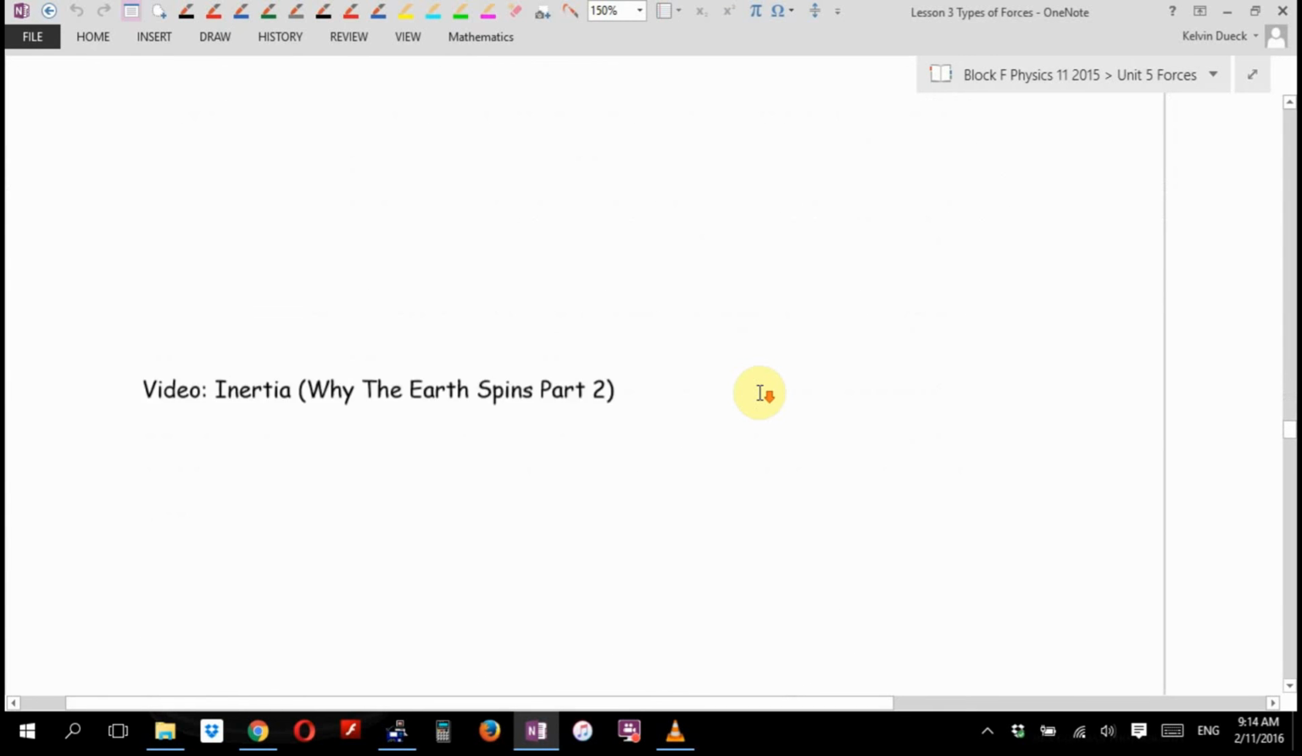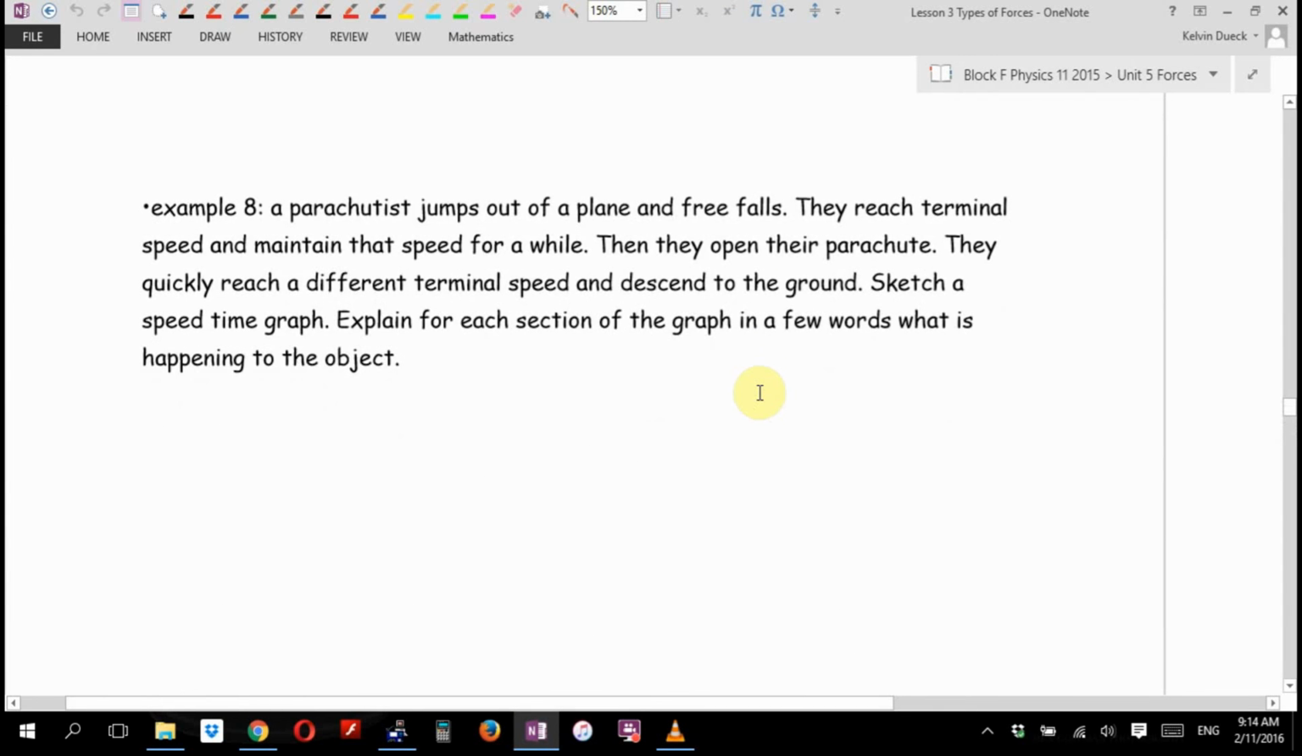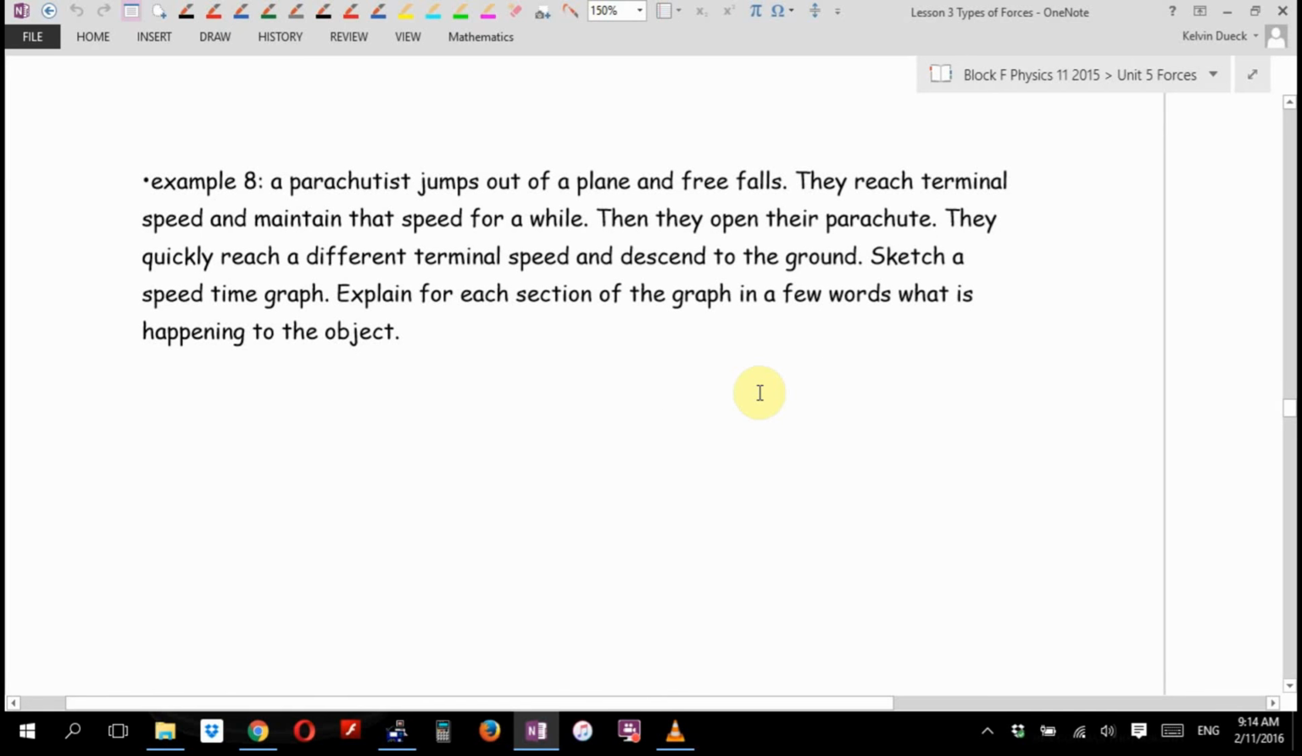So, in fact, this is the last question. A parachutist jumps out of an airplane. I mentioned I jumped out of an airplane, and free falls. They reach terminal speed, and they maintain that speed for a while. They then open their parachute. They quickly reach a different terminal speed and descend to the ground.